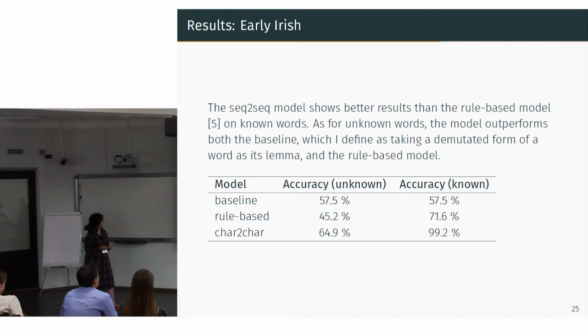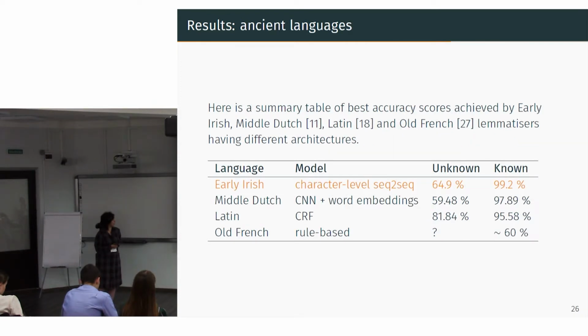And here is the results table. So the baseline, which I define as the demutated form, because we take the demutated form as a lemma, is 57.5. Then the rule-based model is quite bad with unknown words and alright with known words. It's not 100 because there is no disambiguation. And the sequence-to-sequence model copes quite well. 64.9 may seem poor, but for this task, it matches the results of other systems.